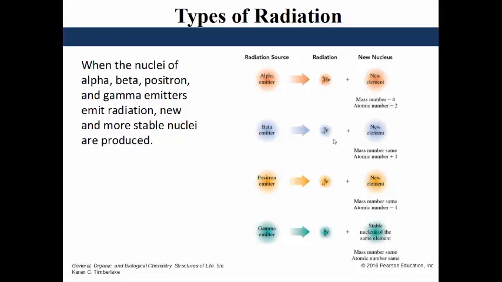With beta, what you'll get is a new element. The mass number doesn't change, but the atomic number goes up 1. If you have a positron emitter, you get a new element. The mass number stays the same, but the atomic number goes down 1. And for the gamma emitter, you get a stable nucleus of the same element, and neither the mass number or atomic number change. So depending on what type of radiation you're talking about will determine what happens to that mass number, what happens to the atomic number, and whether or not a new element is formed.